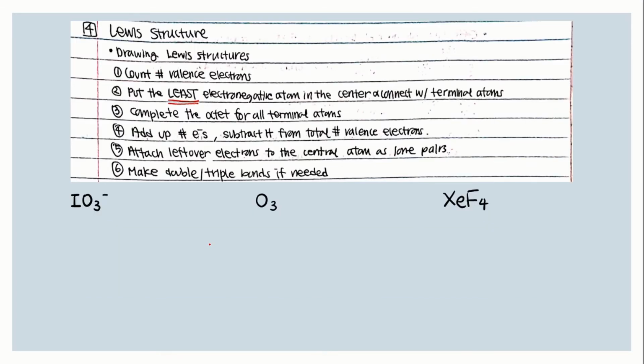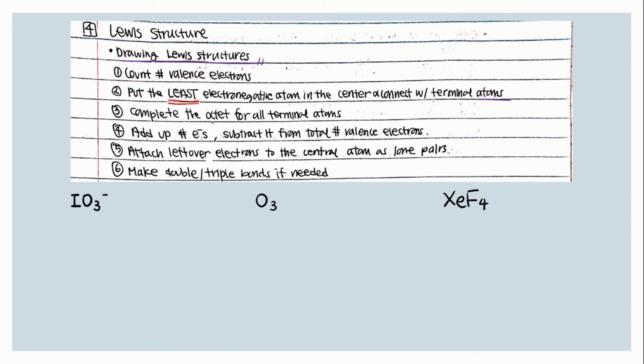Next topic is the Lewis structure. Drawing Lewis structures is very important, and you will have to know how to draw them correctly and in a short amount of time. So first, you have to count the valence electrons by looking at the formula. And then you have to put the least electronegative atom in the center and connect with terminal atoms.